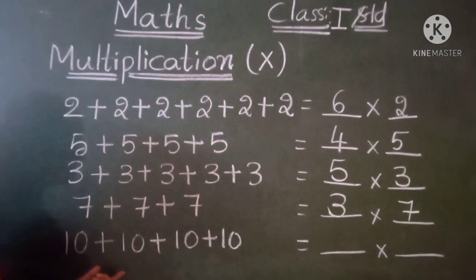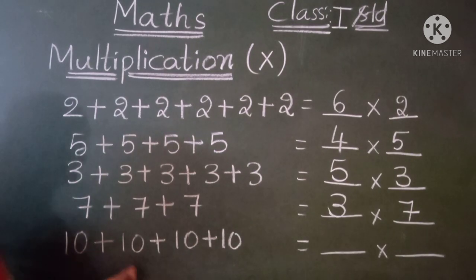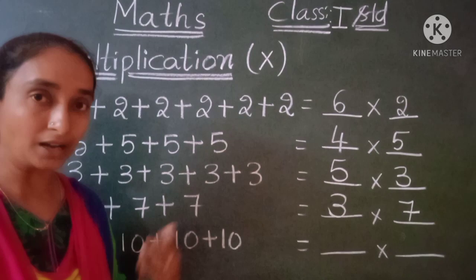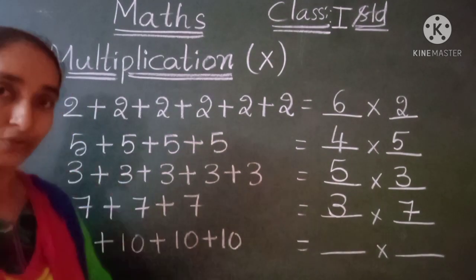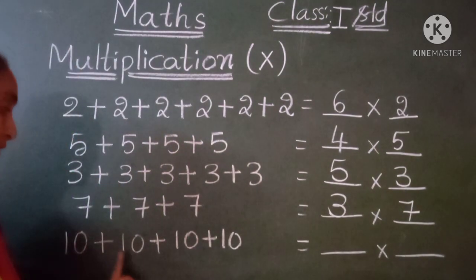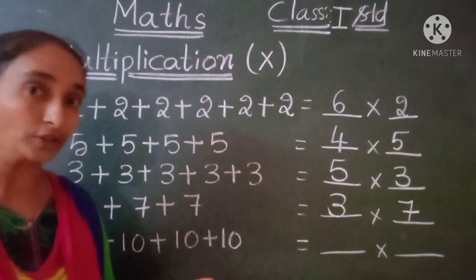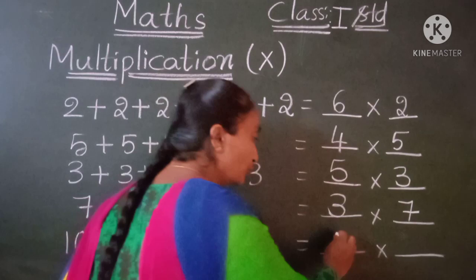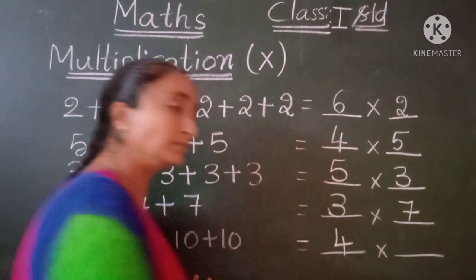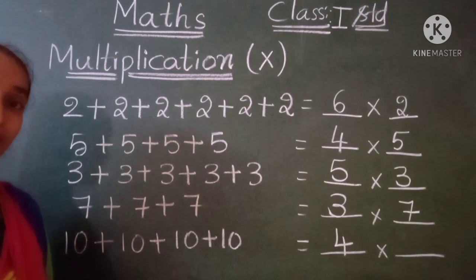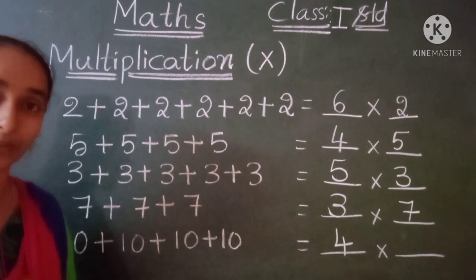And now here we can see another one, children, 10 plus 10 plus 10. First count how many groups there will be. First we have to count. So 1, 2, 3, 4. So 4 groups are there. The 4 groups, and how many times have we repeated? 4 times we have repeated.